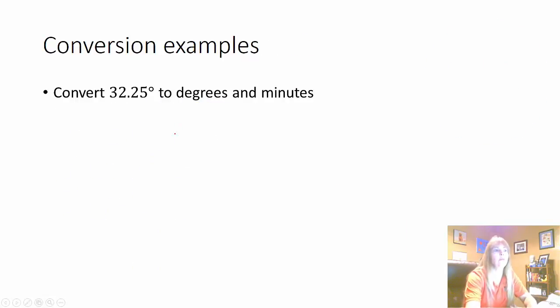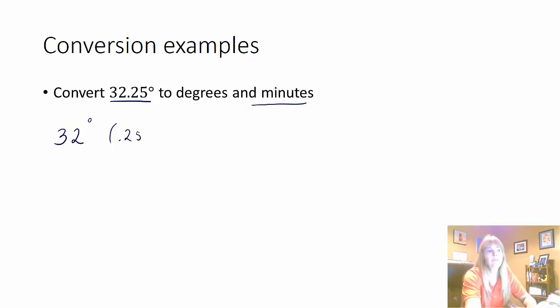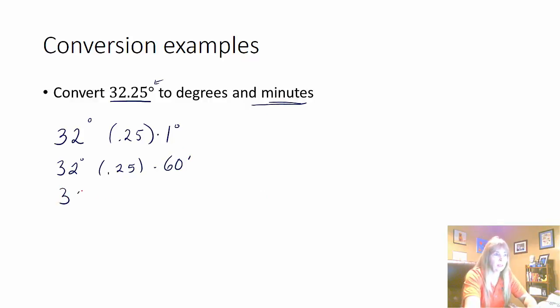If I want to convert something that's all in degrees into minutes, now here I would take my 32, which is in degrees. I would take the 0.25 and then multiply it by 1 degree, because this is all in degrees. So I have 32 degrees times 0.25. And I want to go to minutes. Well, we said 1 degree is 60 minutes. And multiplying this straight across, I'm going to get 32 degrees and 15 minutes. So just multiplying those two.